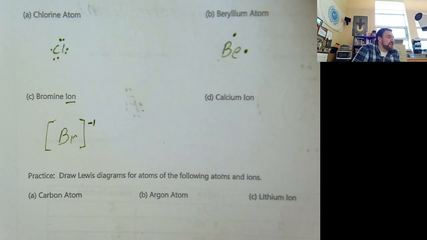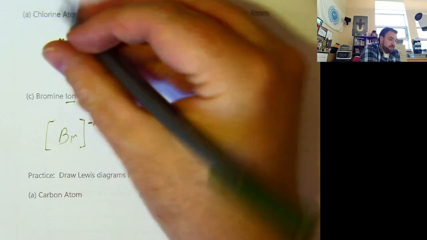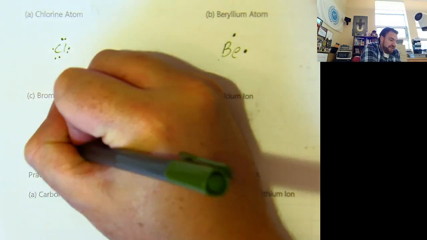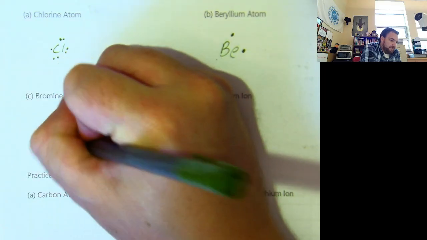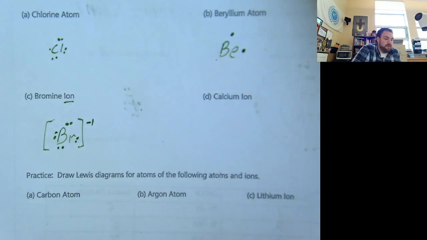Bromine's negative, so what's it going to do? It's going to gain, which means it's going to totally fill. You don't even have to count. You just have to fill it up. There it is.